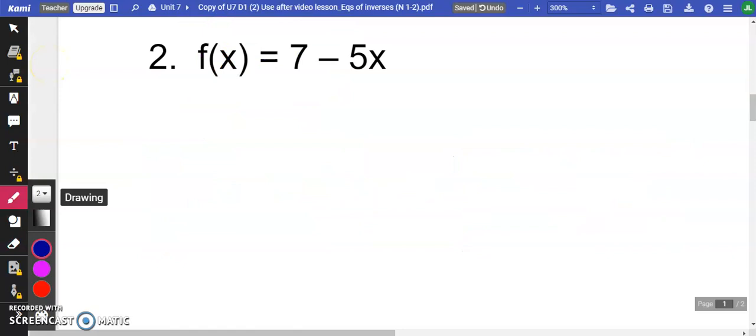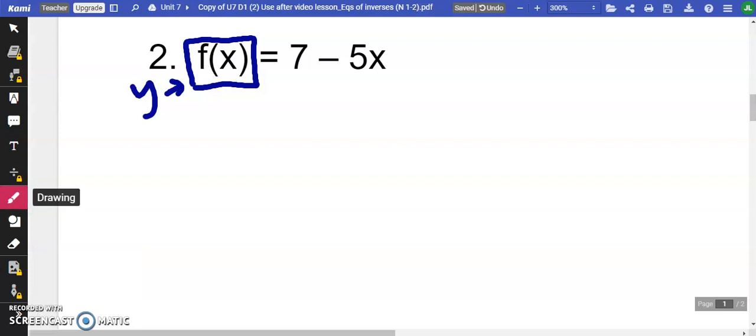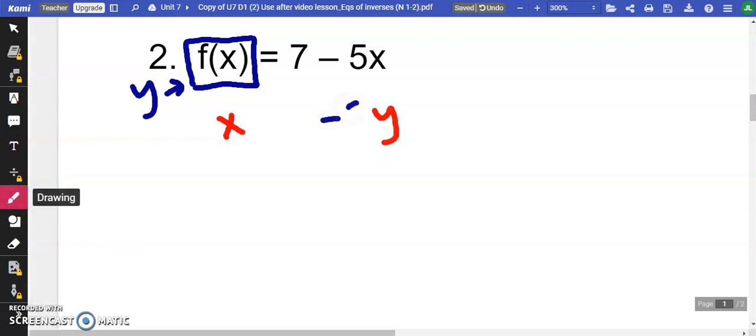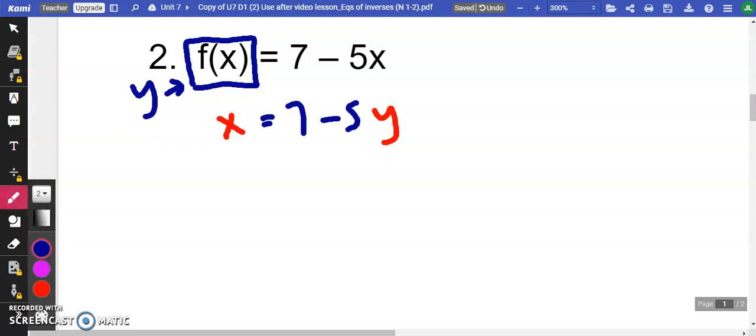For this next example, the first thing that we probably want to do is remember that f of x is the same as y. But other than that, the steps for this are going to be the same as they were in the previous example. So the y and the x will switch places. So I should see an x over here, a y over here, and then the rest of my equation should look exactly the same. So I'm going to take x equals 7 minus 5y and rearrange it so that the y is by itself. So we'll start by subtracting the 7 on both sides.